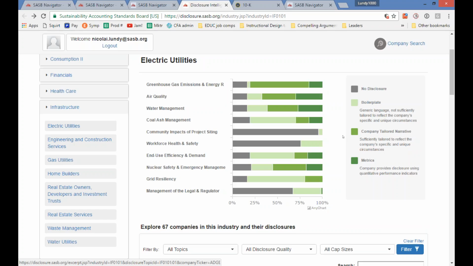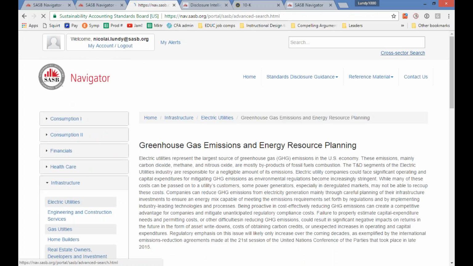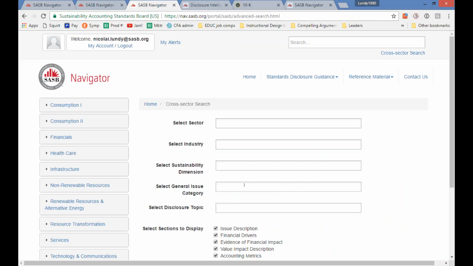The first one asks if we are able to very quickly demo again how the cross-sector search works for a couple more issues, for example water management. Sure. Sorry for going through that quickly. Let's look at water management.